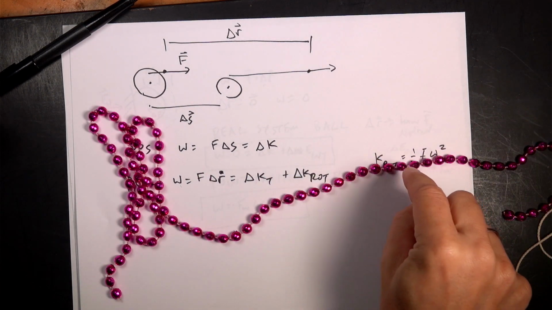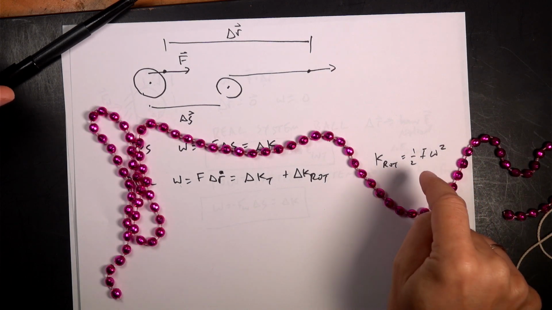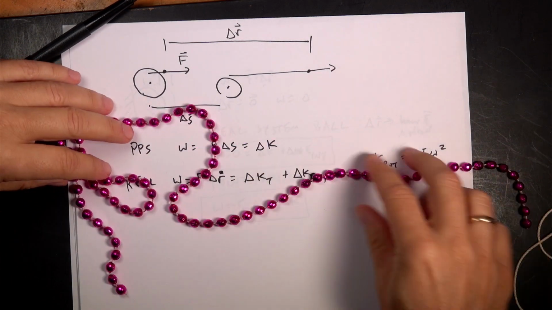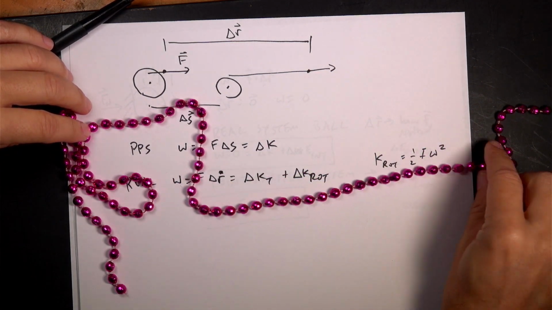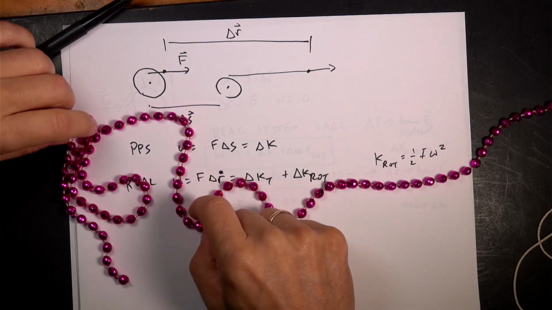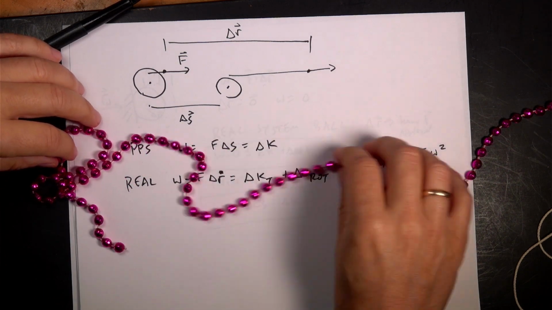Well, the velocity of the center of mass is not the same as the velocity of the force. So the force will move a different distance than the center mass. So you can use that to calculate the change in internal energy in the chain as you slide it across.